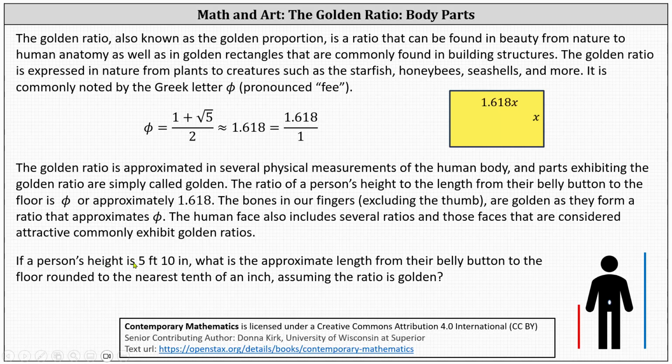If a person's height is 5 feet 10 inches, what is the approximate length from their belly button to the floor, right to the nearest tenth of an inch, assuming the ratio is golden? So what we'll do is set up a ratio comparing the height to the length from the floor to the belly button, and again, this should be approximately equal to the golden ratio of 1.618 to 1. Let's work this out on the next slide.